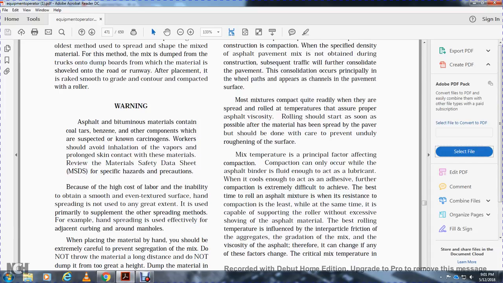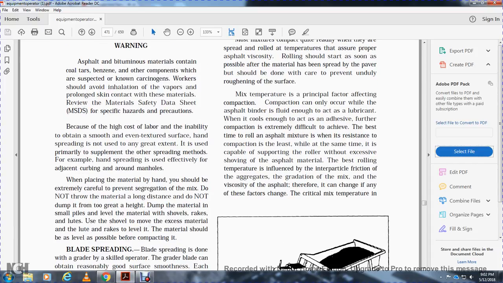Warning: asphalt bituminous material can contain coal tars, benzene, and other components that are suspected, with unknown carcinogens. Workers should avoid inhalation of the vapors and prolonged skin contact with the materials. Review material safety data sheets for specified hazard precautions.